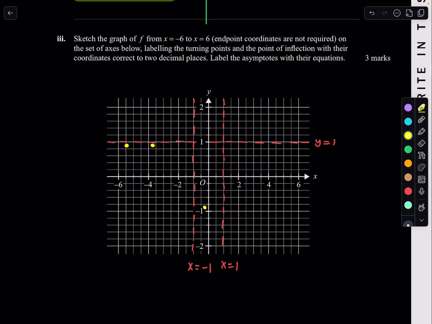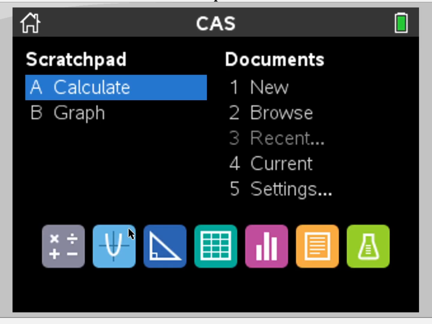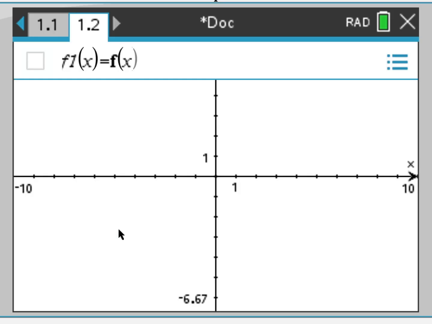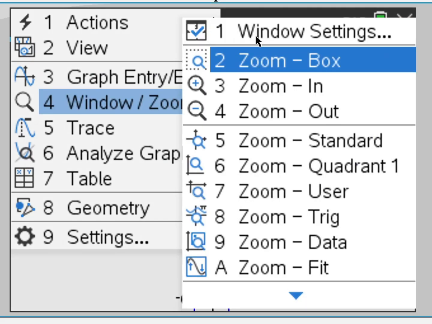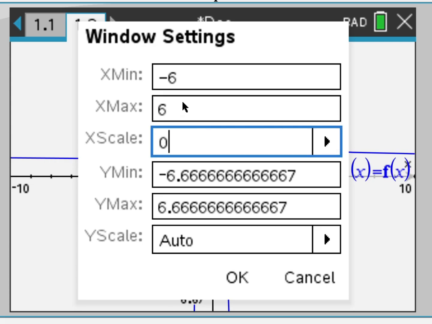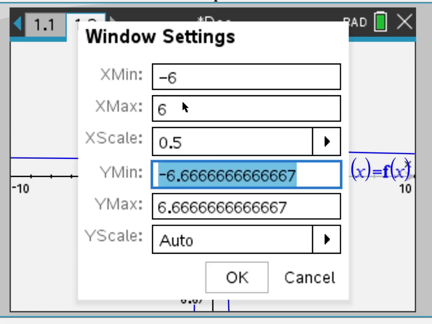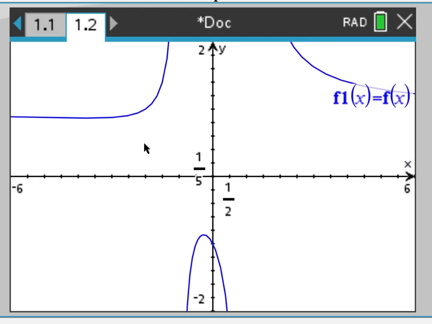So let's actually use our CAS to look at the shape of what it's supposed to look like. Going back to our CAS, f of x. I'm going to make sure it looks the same as what's on my paper. So go on menu, graph, window zoom. My x minimum is negative 6, maximum 6, and the scaling goes by 0.5. The y minimum is from negative 2 to 2, and the y scale goes by 0.2. Enter that. And it looks like that.